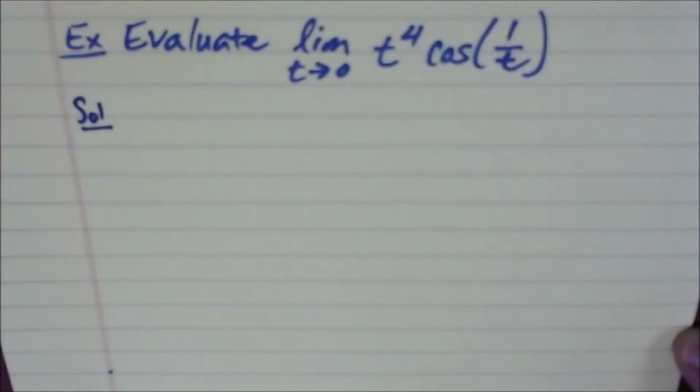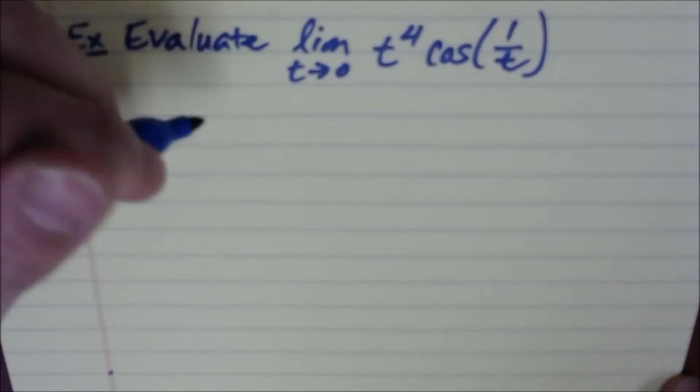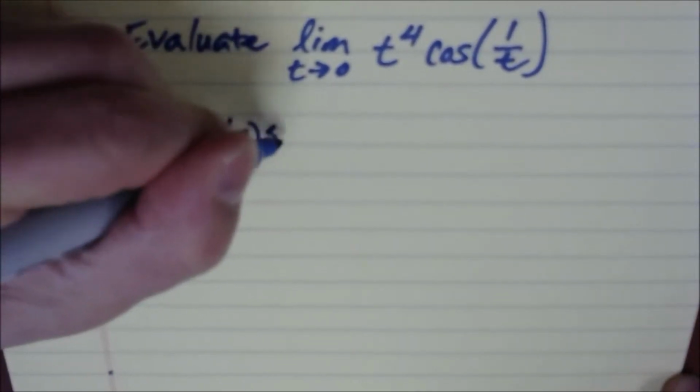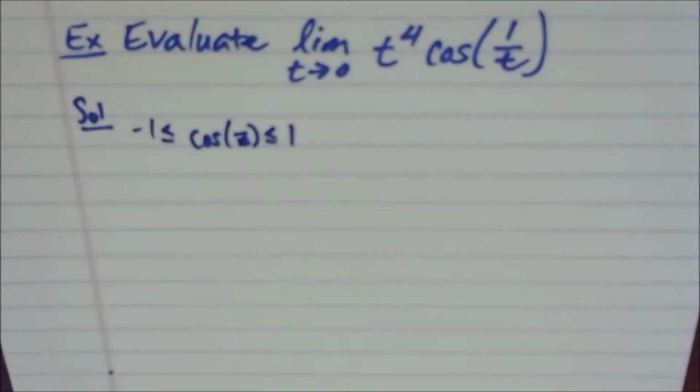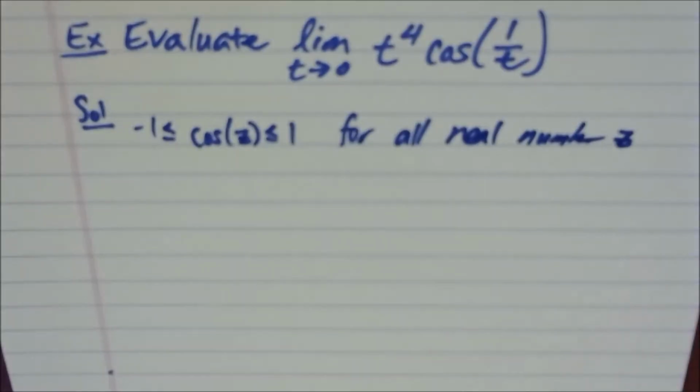This looks like the question at the end of class. We're going to use the squeeze theorem. So first, I'd like to just use this fact from trigonometry that cosine of z, no matter what z you're looking at, is between -1 and 1. So this is true for all real numbers z. And then what I'm going to do is just plug in z is equal to 1 over t.